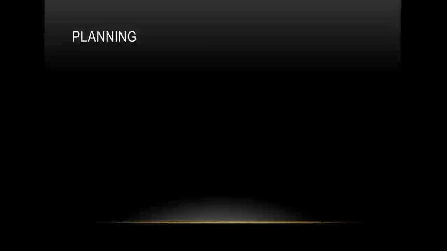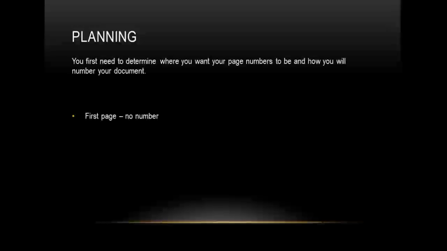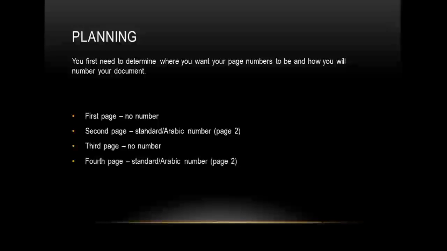In the sample document I'll be demonstrating, on the first page we don't want a number at all. The second page we want a standard or Arabic number. It'll be page 2. The third page should also have no number, and the fourth page should again have a standard or Arabic number, but it'll also be labeled as page 2.